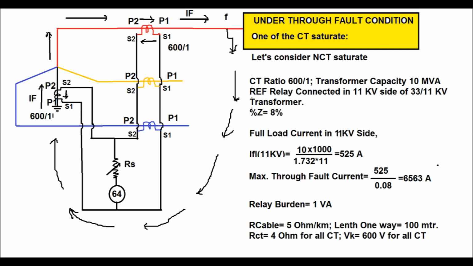Now we will calculate the stabilizing resistor value. For this, the CT ratio for the phase CT and neutral CT is 600 by 1, and the transformer capacity is 10 MVA, 33 by 11 kV transformer. The REF relay is connected on the 11 kV side, which is a star connected winding, and the percentage impedance, that is percentage Z, is 8%.